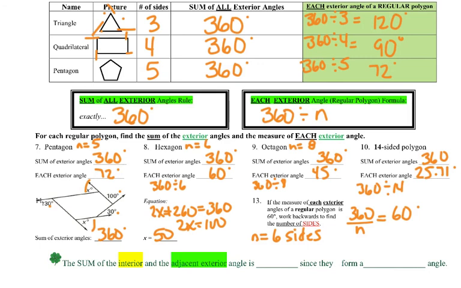So here's the thing. If I have an interior angle and an exterior angle and they're next to each other, right, if we kind of picture this, interior and exterior are going to add up to 180 degrees because they form a straight line or a straight angle. And that'll be a little bit more clear on the homework.